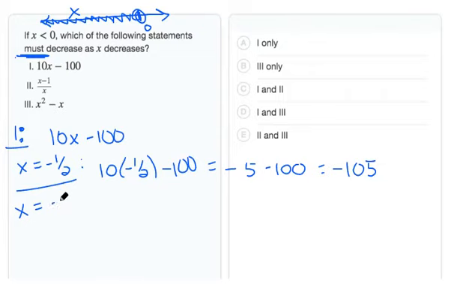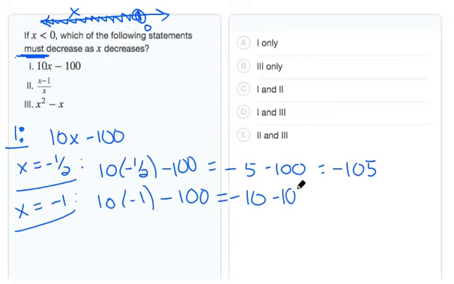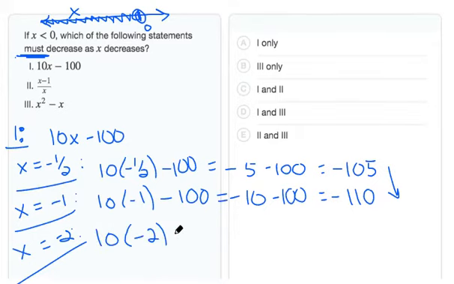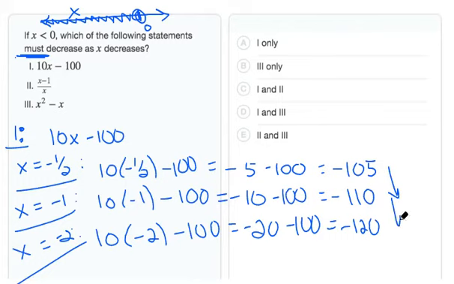So if x is, let's pick a convenient value, negative 1, something less than the one before it: 10 times negative 1 minus 100 equals negative 10 minus 100, so negative 110. And this seems to be decreasing. If we're running out of time, we wouldn't try a third one. But if we have time, we would try a third one just to verify the pattern here. Plugging in negative 2, we get negative 20 minus 100, and we get negative 120. And that's definitely a good pattern to conclude that, yes, this would be decreasing.